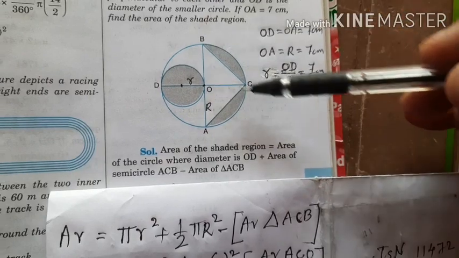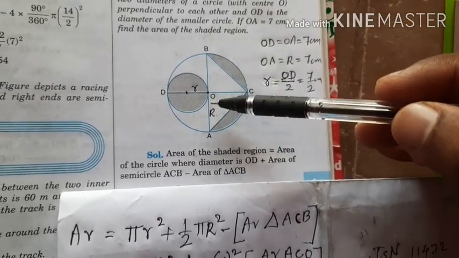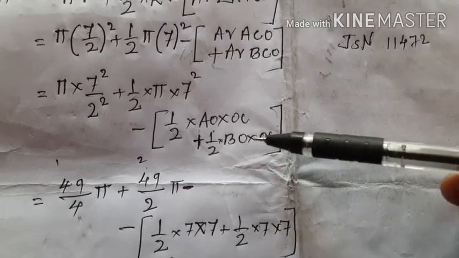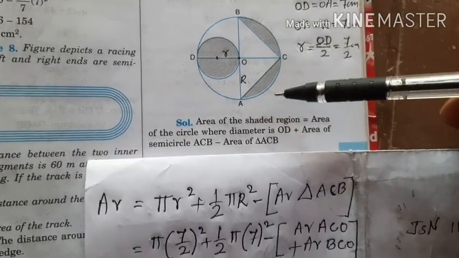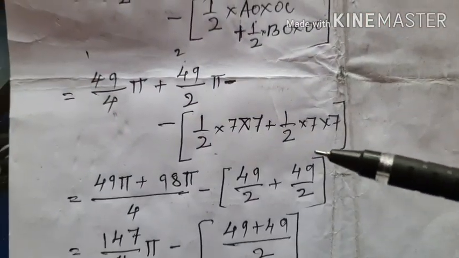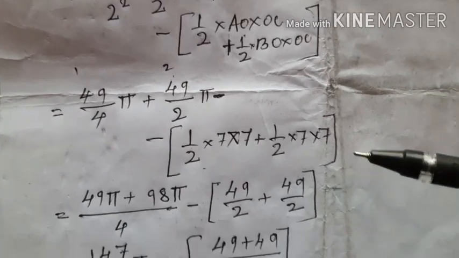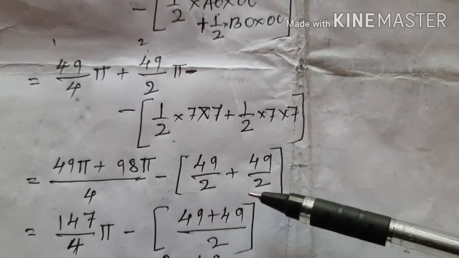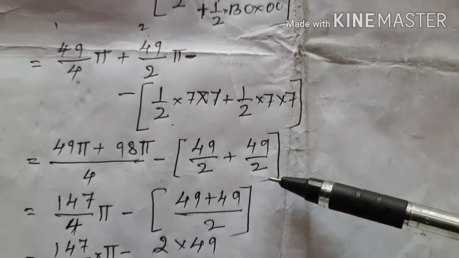Area of BCO triangle. For this I take half into this BO as base and CO as height. Therefore, it is half into BO into OC. Here BO is also 7 centimeter and OC is also 7 centimeter. Therefore, again it is half into 7 into 7. So, 7 sevens are 49, 49 into 1 by 2 is 49 by 2, plus 7 sevens are 49, 49 into 1 by 2 is 49 by 2.